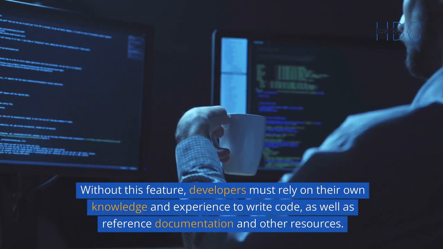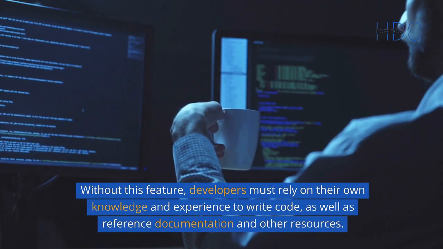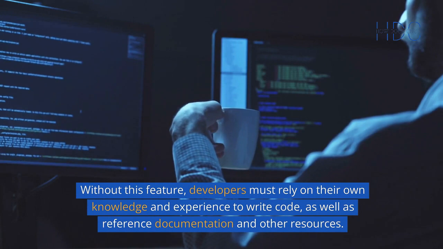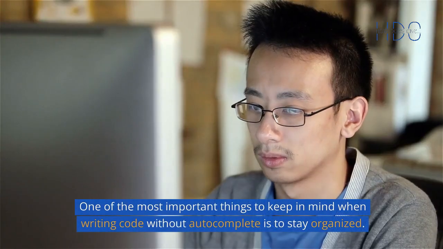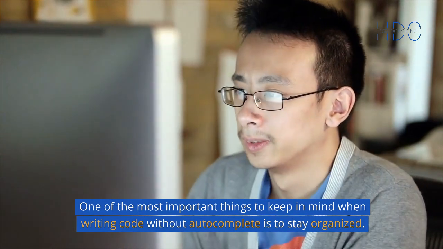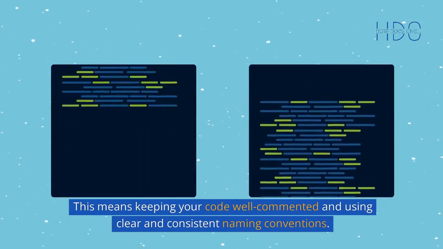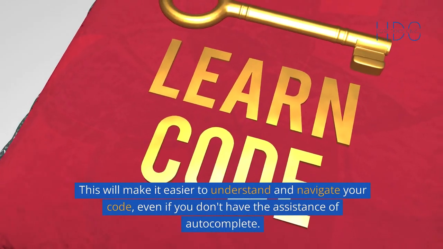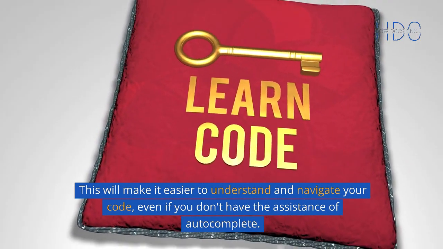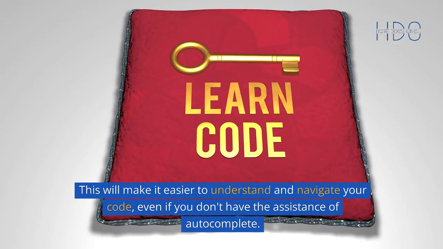Without this feature, developers must rely on their own knowledge and experience to write code, as well as reference documentation and other resources. One of the most important things to keep in mind when writing code without autocomplete is to stay organized. This means keeping your code well commented and using clear and consistent naming conventions. This will make it easier to understand and navigate your code, even if you don't have the assistance of autocomplete.